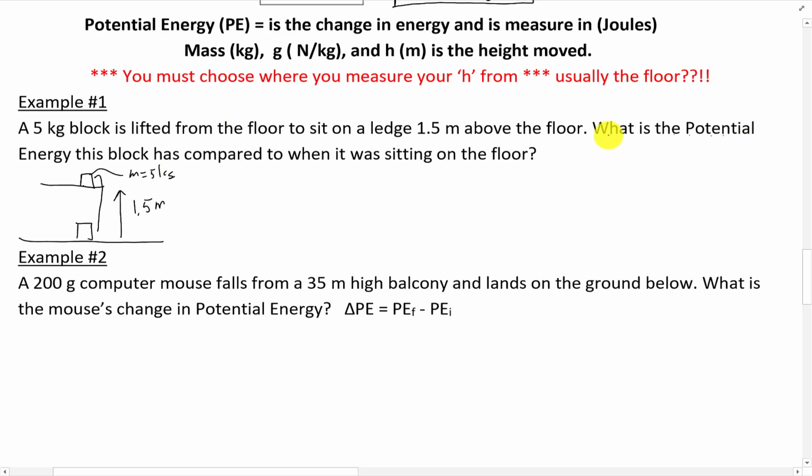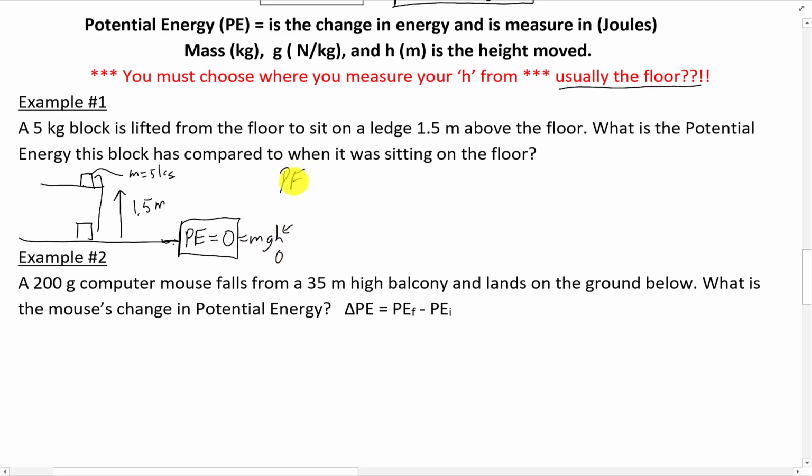So what is its potential energy as compared to sitting on the floor? When it's sitting on the floor, we say that its potential energy is 0, because that's where our 0 point is, because we usually set it on the floor. Why is the potential energy 0? mgh, and h, how far is h away from the floor? 0 meters. So this is 0, so this is why potential energy is set to be 0 at the point where we measure from our height.